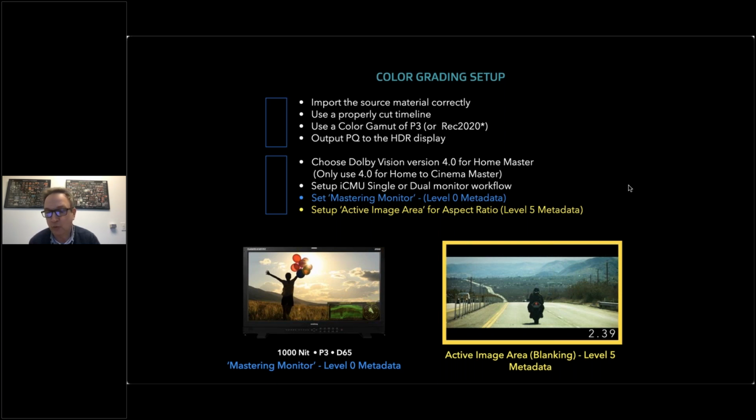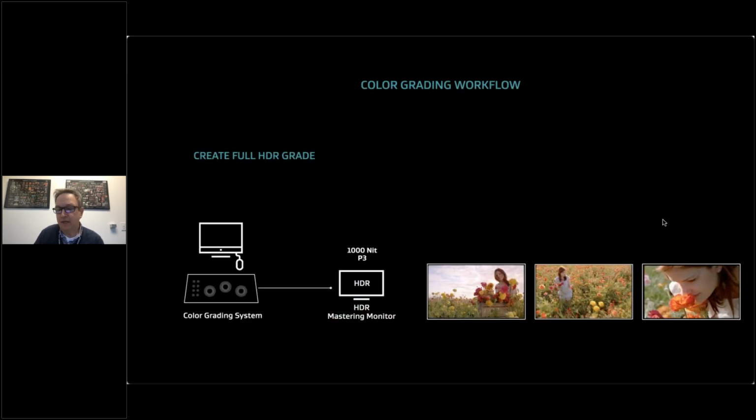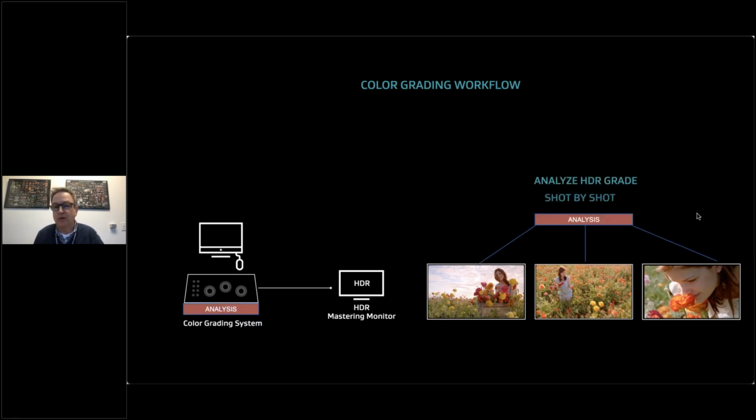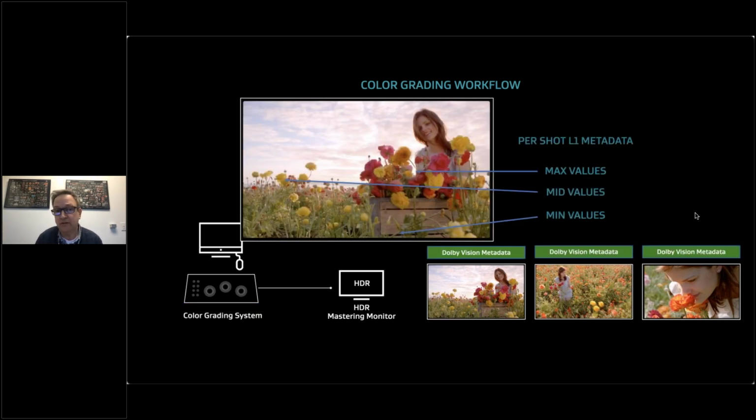In our example, we'll be using a 1000 nit P3 D65 mastering monitor, and we're setting up our active image area output blanking level 5 to say 239. From there, everything is as, again, normal. You basically create your 1000 nit HDR master grade. You run the Dolby Vision shot by shot analysis, and it creates level 1 metadata.